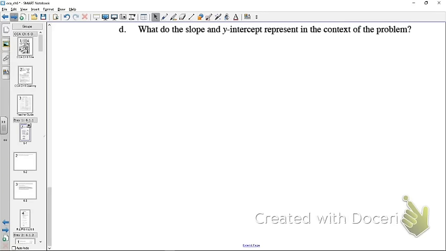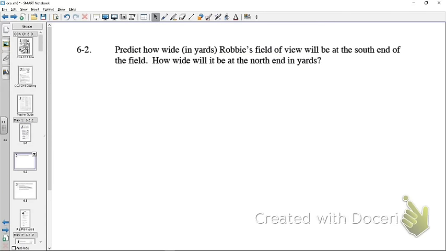All right. Moving along. Predict how wide in yards Robbie's field of view will be at the south end of the field. How wide will it be at the north end in yards? Let me just guide you, I'm not going to do it for you. Just remember, your equation is 1.13x plus 1.6. These are all in inches.